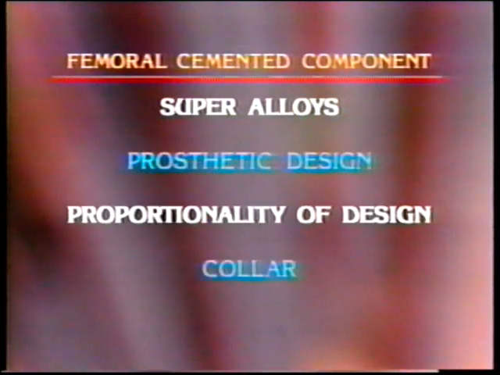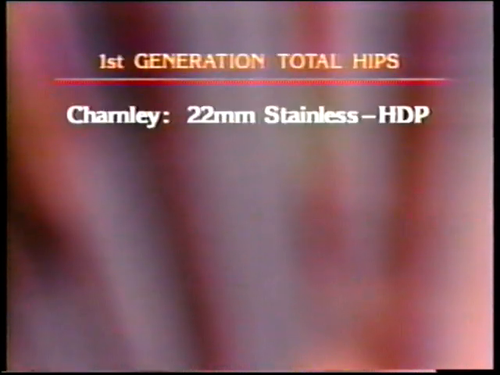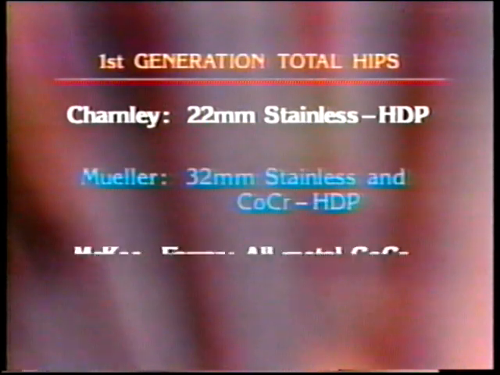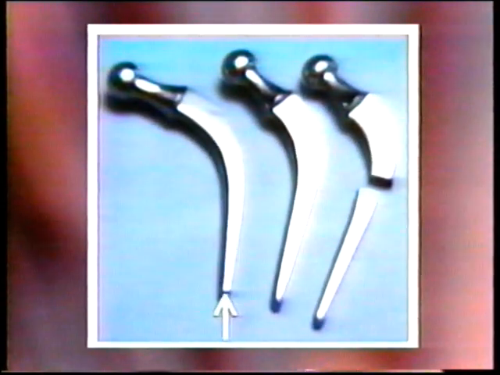Prosthetic design is improved: proportionality of design, the collar, and the Morse taper, and we'll discuss this. As I stated, in the first generation of total hip replacements, the Charnley, the Mueller, and the McKee-Ferrar, the metals were very inferior. Stainless steel, casted cobalt chrome, even casted stainless steel. And thus, some of the initial failures were from bent, cracked, and broken prostheses, causing too much stress on the proximal mantle of cement and ultimate failure.